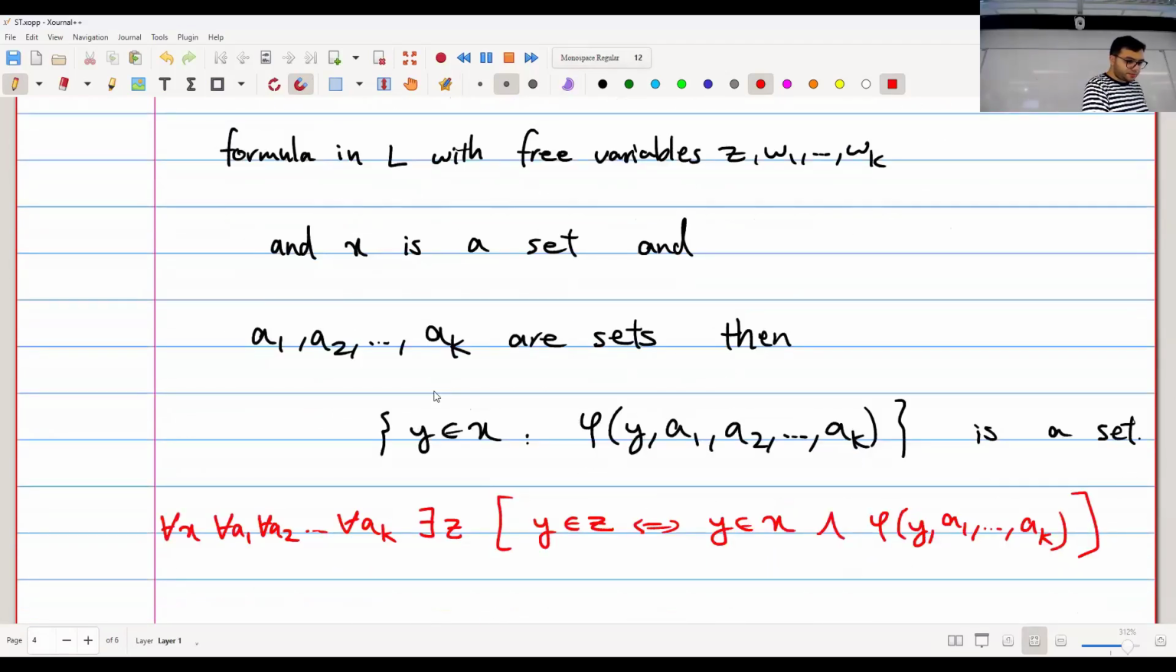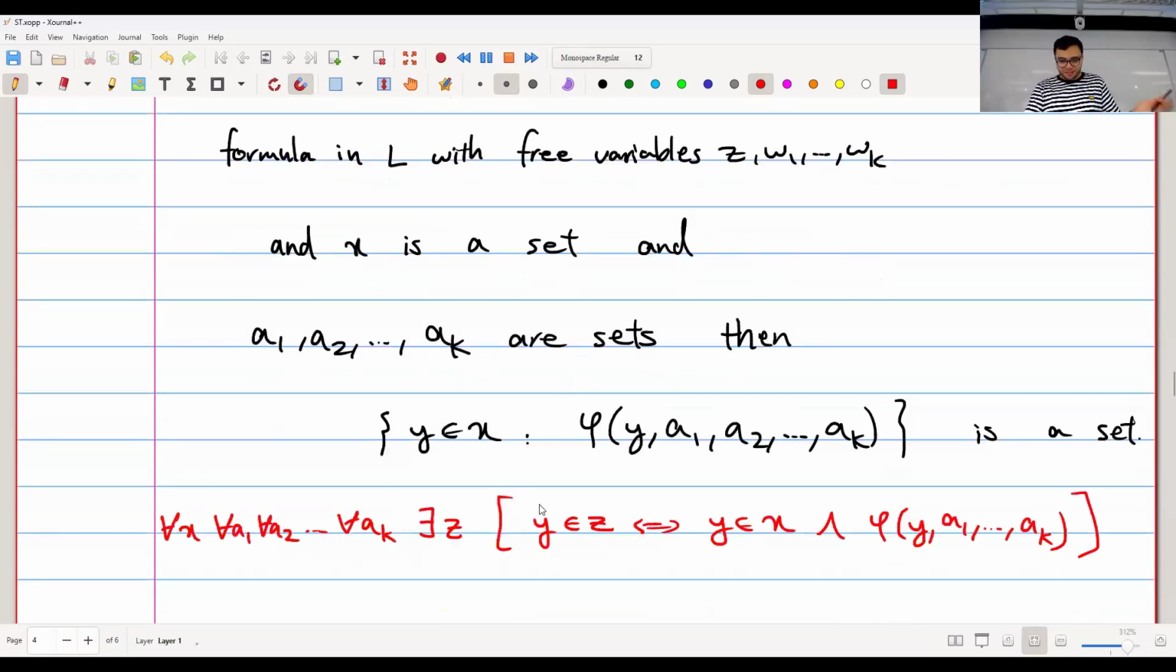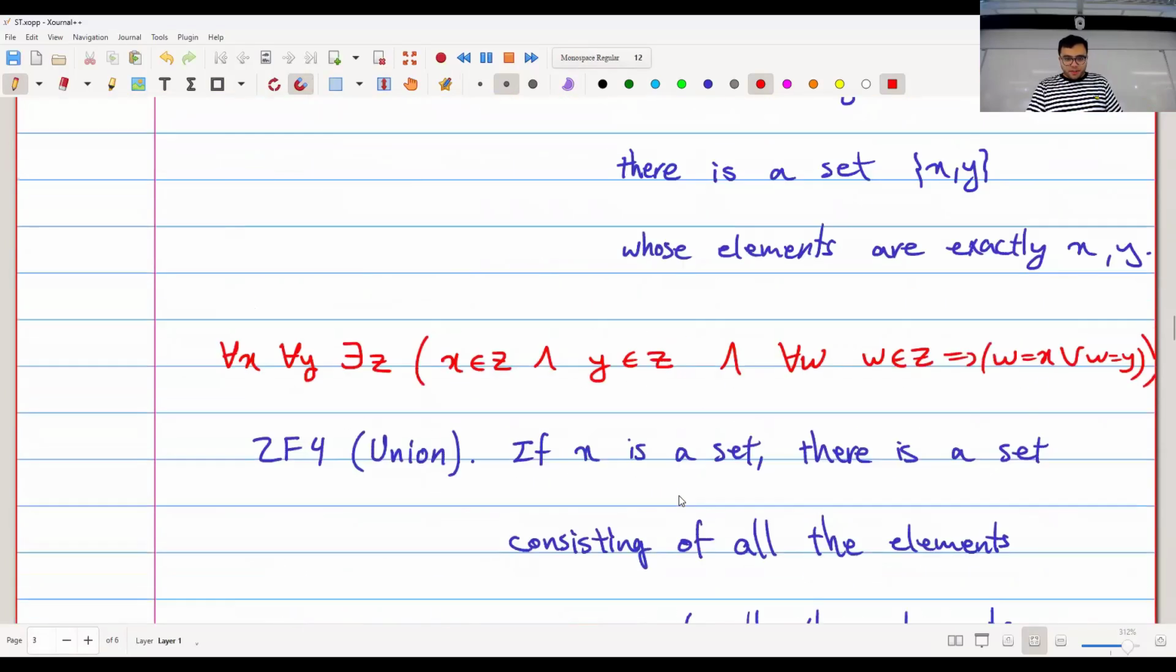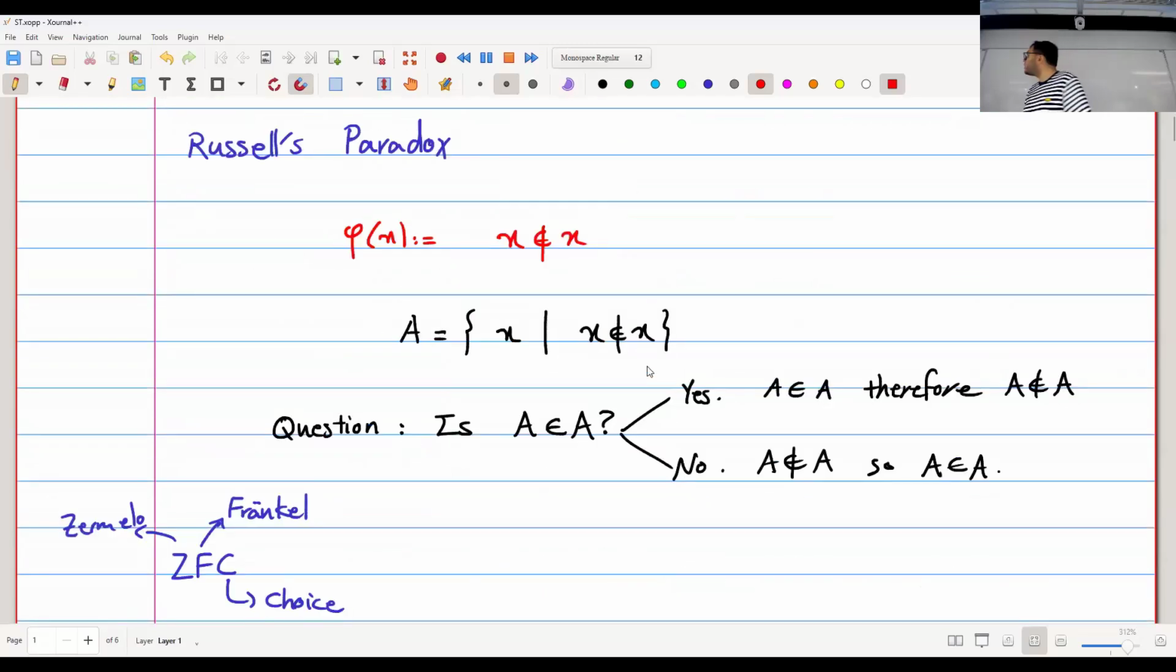Okay. But it's not really exactly one axiom, right? It's like an axiom scheme or a family of axioms, because I can use whatever value I want for phi and A1 to AK and so on, and it tells me that this holds. Okay. But why don't I have the same problem as here? Why would I never get this problem?